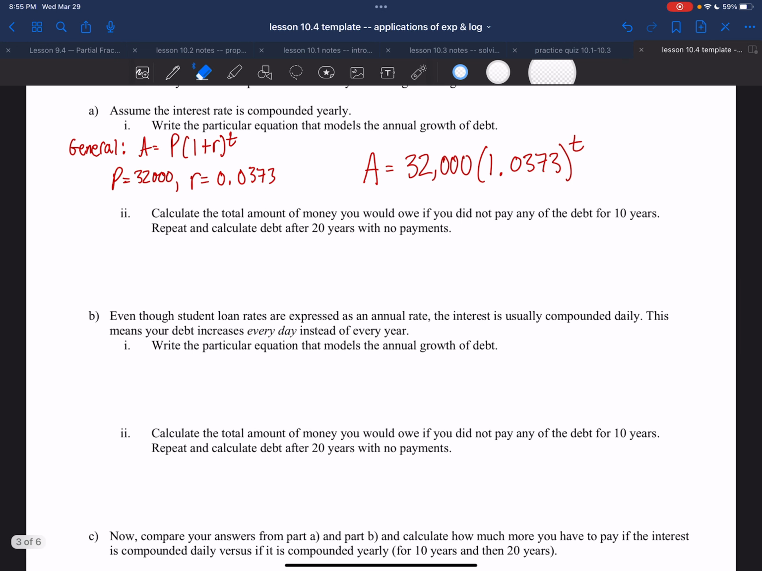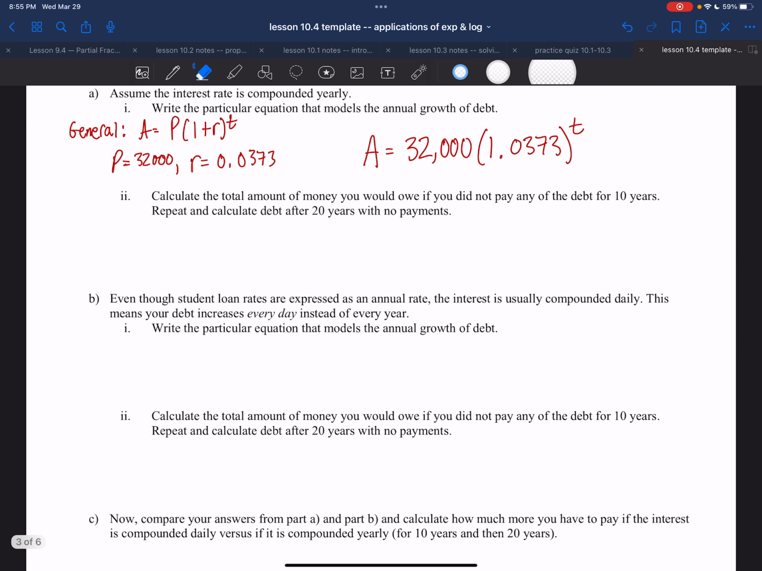Okay. Now, let's calculate the total money you would owe if you did not pay any of the debt off for 10 years. Now, look, this is hopefully unlikely. You don't want to wait 10 years to actually start making your student loan payments, but suppose you did, okay? So I'm going to say this. A is a function, so I'm going to write A of 10 versus A of 20.